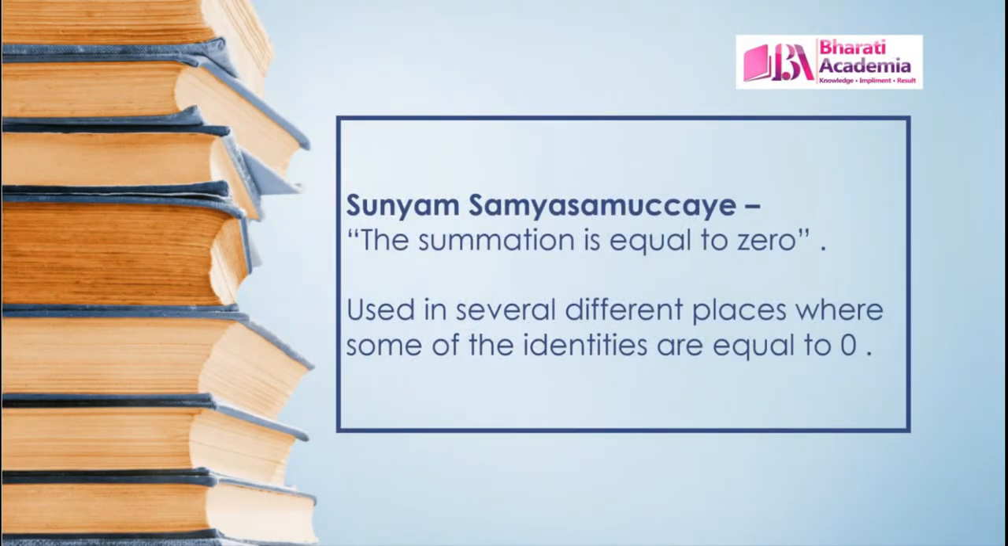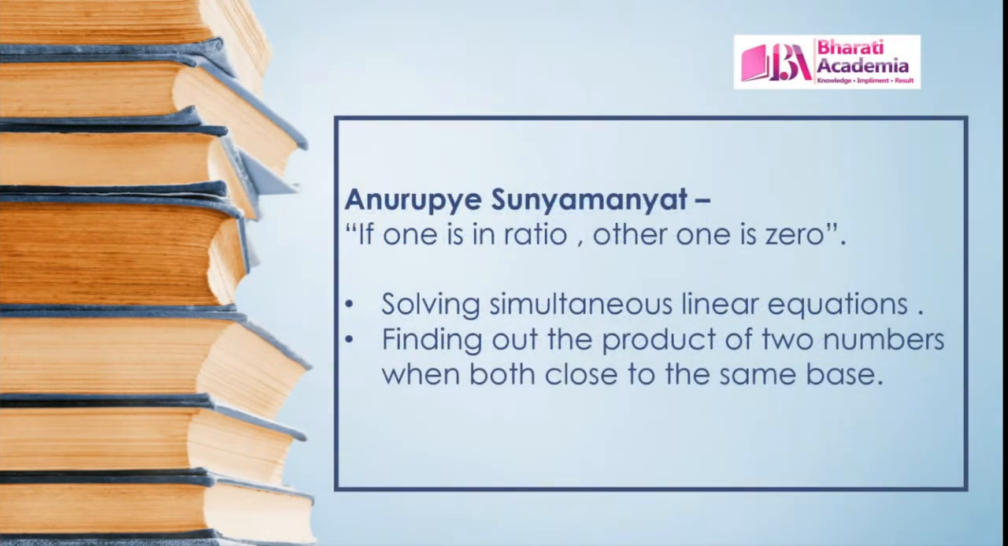Shunyam Samyasamuccaye means the summation is equal to 0. It is used in several different places where some of the identities are equal to 0. Anurupye Shunyamanyat means if one is in ratio, the other one is 0. Useful for solving simultaneous linear equations, finding out the product of two numbers when both are close to the same base.